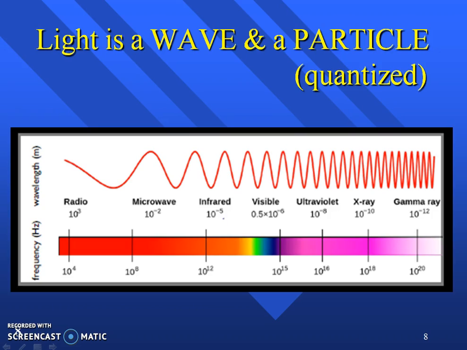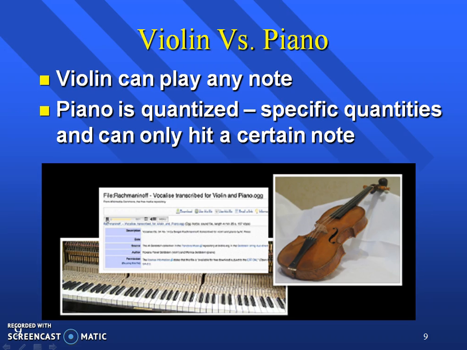He talked about how light is a wave and a particle, and it's a particle because it's quantized. And he showed you this electromagnetic spectrum from radio waves all the way to gamma rays. He talked about how we have low frequency here, but high frequency here. So we have long wavelength here and short wavelength here.